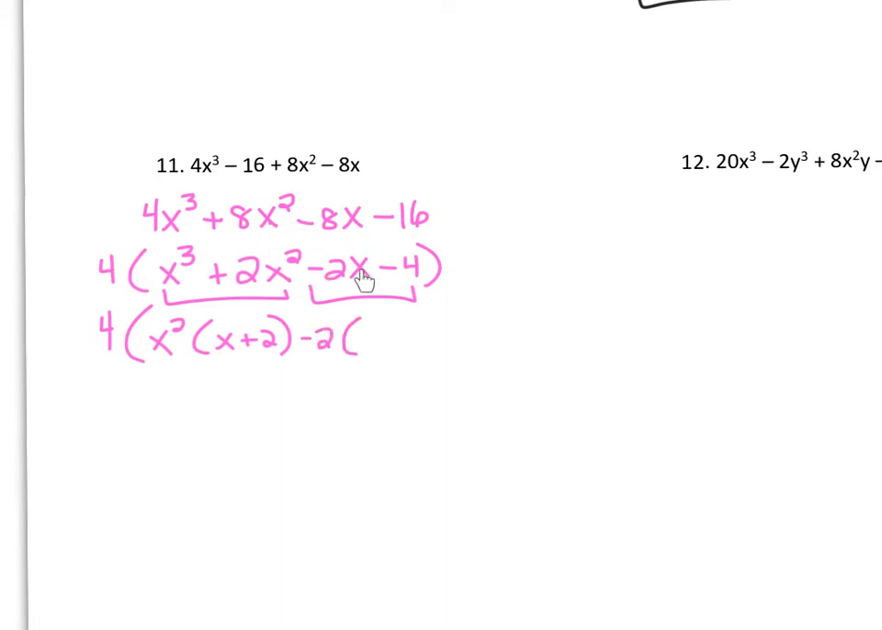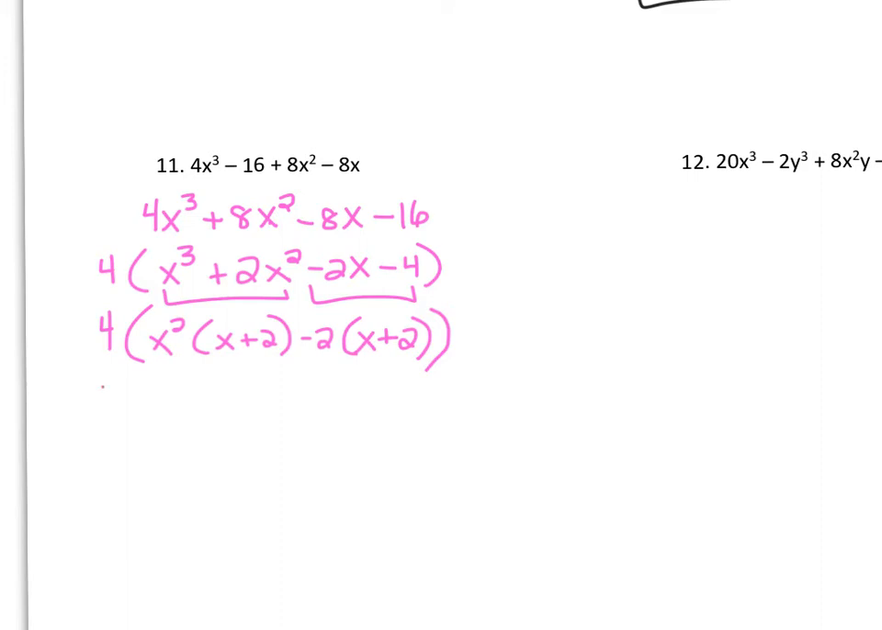Okay, and then negative 2x divided by negative 2 would be positive 1x, which I'm just going to write as x. And then negative 4 divided by negative 2 is positive 2. And then let's close this parenthesis as well as this parenthesis. All right, so these two match up. So that's great, we know we're on the right track.